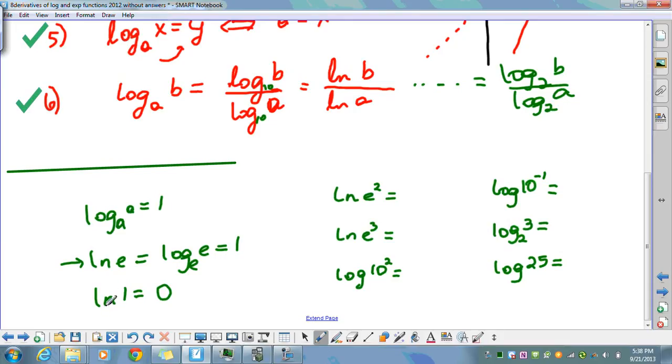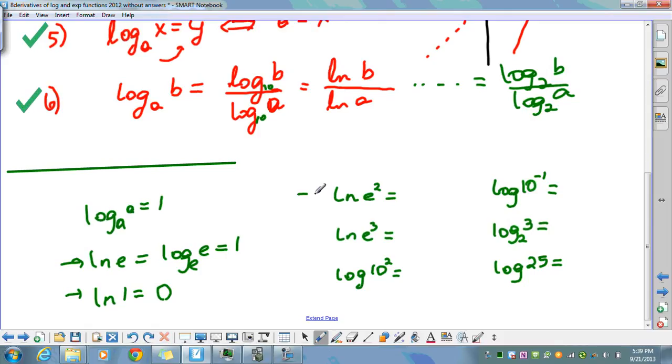Okay, natural log of 1. And the answer is 0. And if you think about it, there's a hidden base of e here. So e to the 0 is going to be equal to 1, right? And these are some simple ones that you shouldn't really have to use a calculator. In my opinion, you should know how to get these without a calculator. Know that ln e is 1. Know that ln 1 is 0.